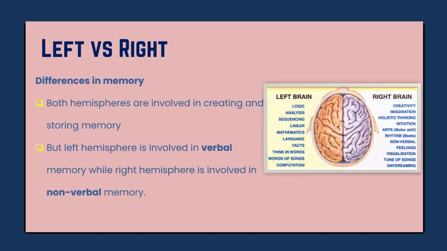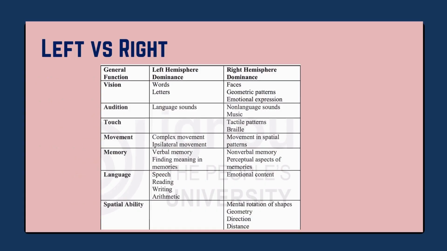Then we have differences in memory. Both hemispheres are involved in creating and storing memory, but left hemisphere is involved in verbal memory while right hemisphere is involved in non-verbal memory. Anything that is related to words, the left hemisphere remembers it. If it is pictures or sounds, which is something that's not related to words, then the right hemisphere will be remembering it.